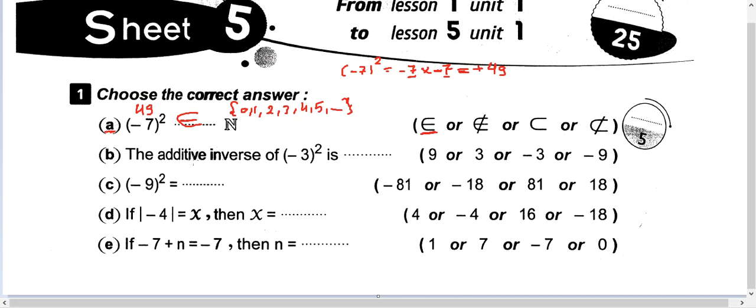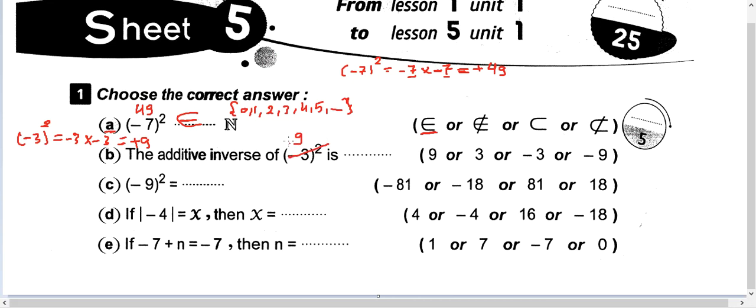Question B, he said the additive inverse of negative 3 all to power 2 is space. Here we have the choices 9, 3, negative 3, and negative 9. What's the meaning of negative 3 all to power 2? We can say negative 3 times negative 3. Negative times negative equals positive, and 3 times 3 equals 9. So here we write 9.